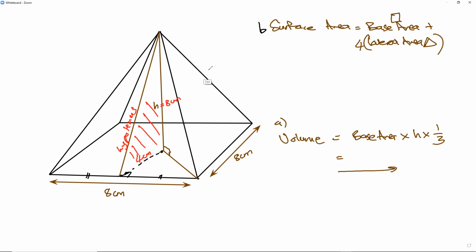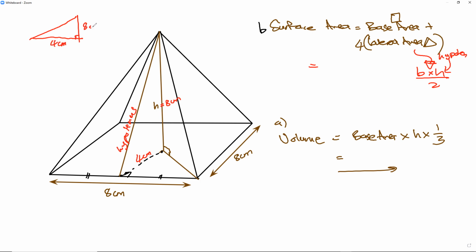And why do you want to do that? You want to do that because when you calculate this area, you're going to need base times height divided by 2. And that height over there is the hypotenuse. So you end up with some kind of right angle triangle that looks like that. And you have 4 centimeters over here, 8 centimeters over here, and that h, which is that one over there. Using Pythagoras Theorem, remember, a squared plus b squared equals c squared.